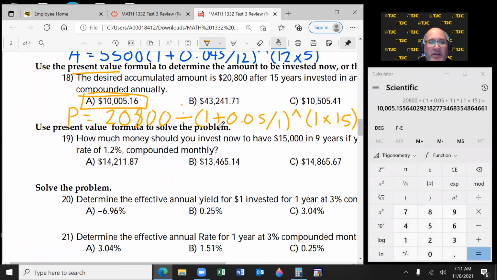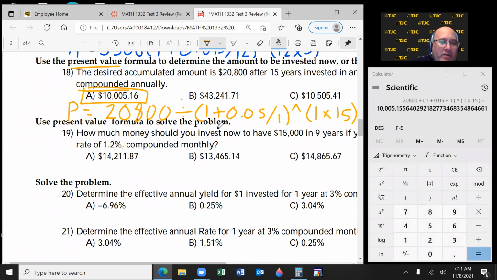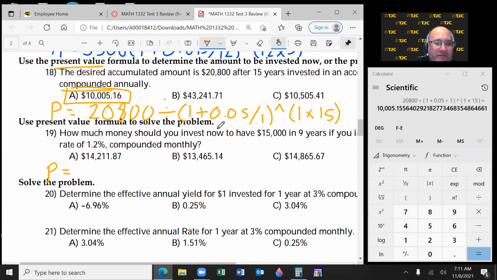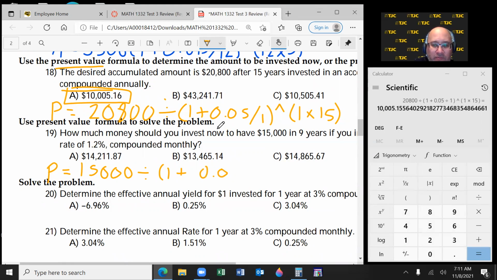And use present value, so 19 is pretty much the same. Present value is going to be the future value. We want to have $15,000 in 9 years. So 15,000 divided by, open parentheses, 1 plus the interest rate, 0.012, divided by N, since it's compounded monthly, that's 12. Exponent, open parentheses, 12 times the number of years, which is 9, close parentheses.